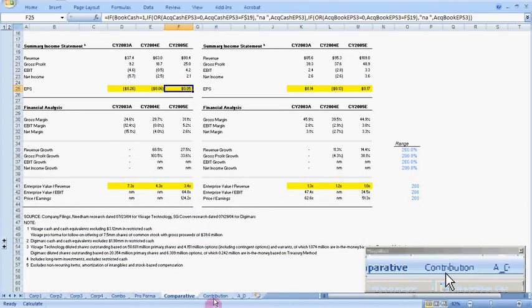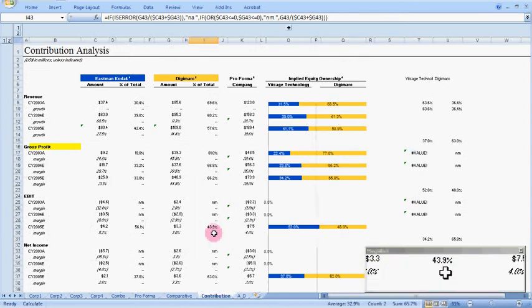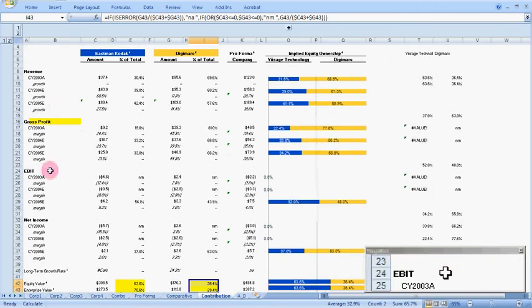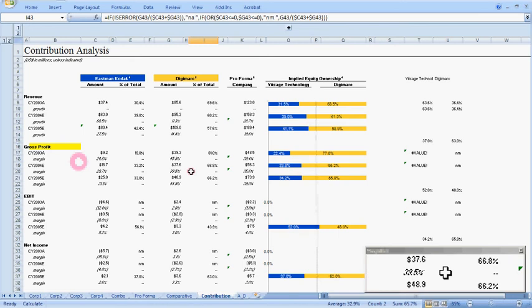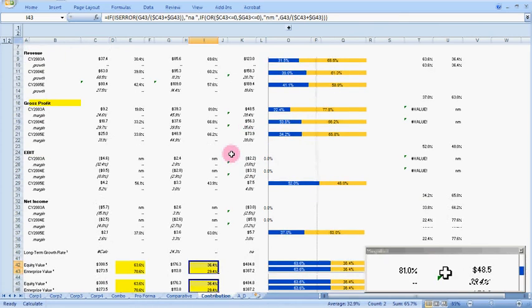The other thing, moving to the contribution analysis, you can see that you're looking at gross profit. You've got revenue, gross profit, EBIT, net income. But the main thing I want to show on the gross profit is how Digimarc is 77%, 40 of the 48 of the pro forma. In other words, combining them, it's 48.5. So 77% is Digimarc of that 48.5, while Visage is only 22.4 of that total.